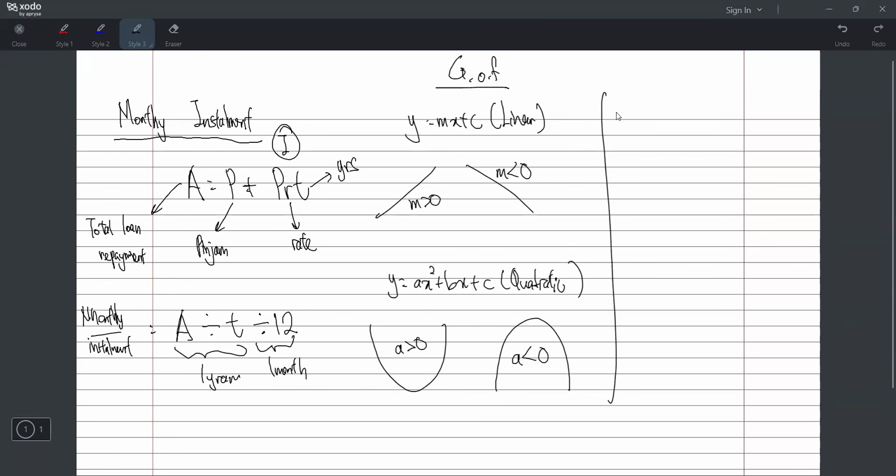Now for the next one is called cubic. The equation looks like ax power 3 plus bx squared plus cx plus d. But sometimes your b might be 0. Then your x squared is not there. But the highest power must be 3 for it to be cubic. Okay. So for cubic, there's two possibilities also. It can look like this. It can look like this. And it depends on your A value.